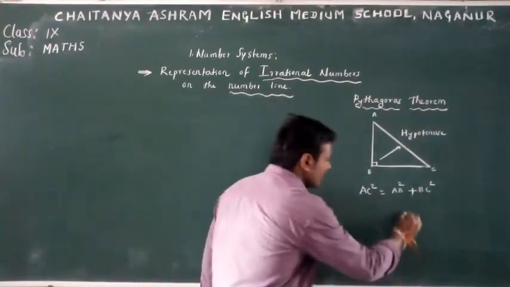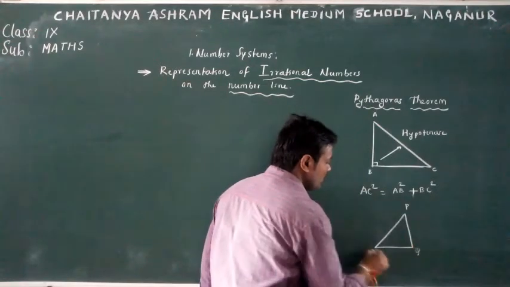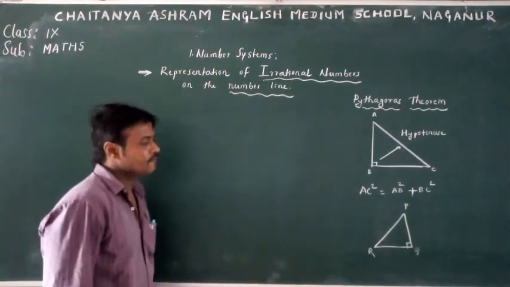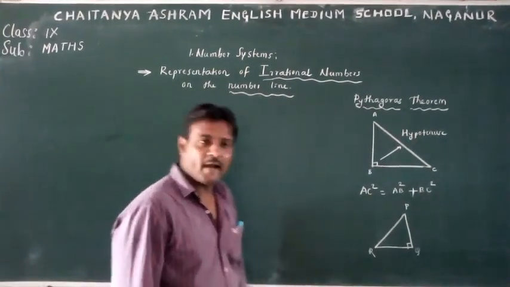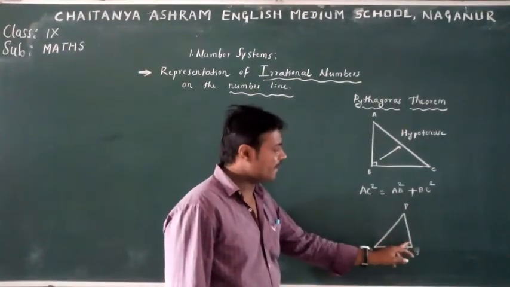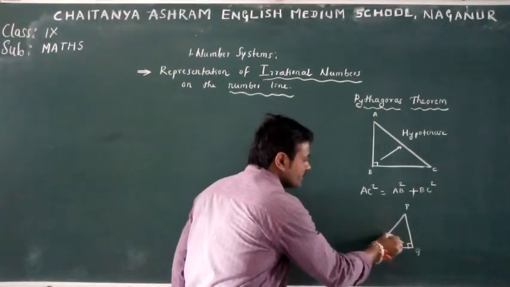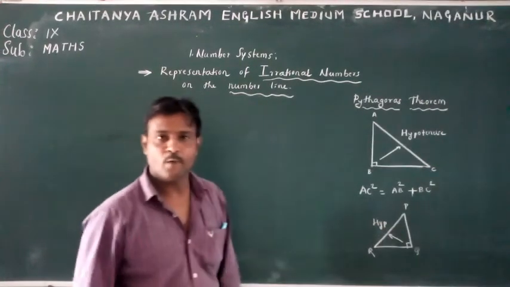Now consider the right triangle like this. Say this is PQR. Here PQR is a right angled triangle. Just tell me, which is the hypotenuse? The side which is opposite to the right angle. Yes, this is the right angle. Its opposite side, that is PR, is called the hypotenuse.